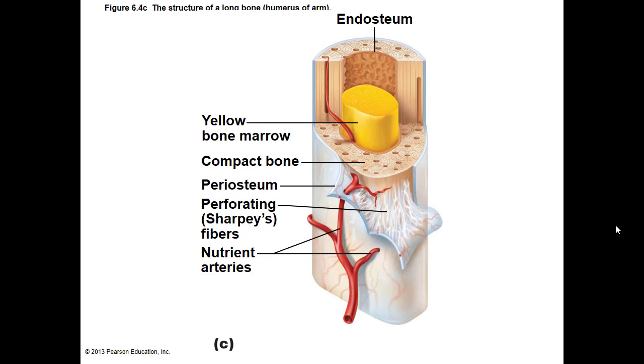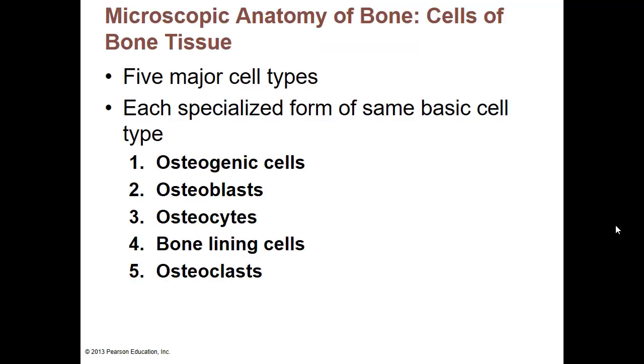Big zoomed in picture. As I say, I like this. You can see the periosteum getting pulled back. Very fibrous tissue. Endosteum just lines everything on the inside. Now, the cells that we find in there. There are 5 major cell types in your bone, and they have the same basic cell type, but they all have their own little slight variation.